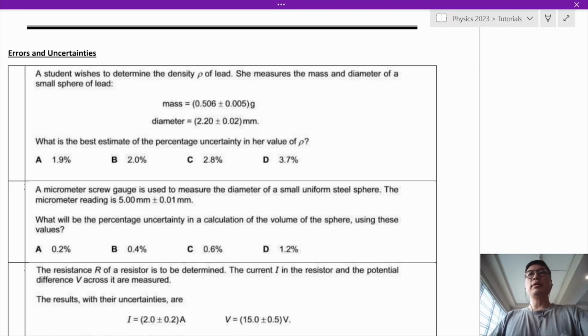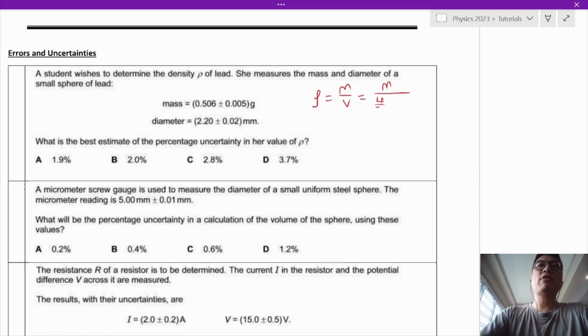Okay, welcome to the Errors and Uncertainties MCQ. We'll try to do this quickly. A student wishes to determine the density of lead. Density is mass divided by volume, but volume is 4 over 3 pi r cubed. Now notice that the length measurement is cubed and the mass measurement appears on its own.